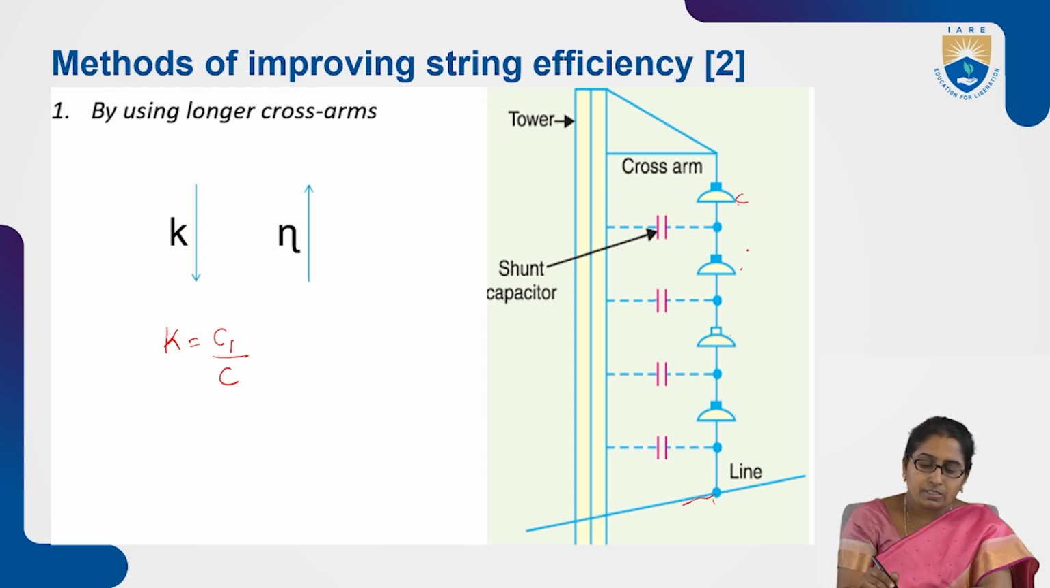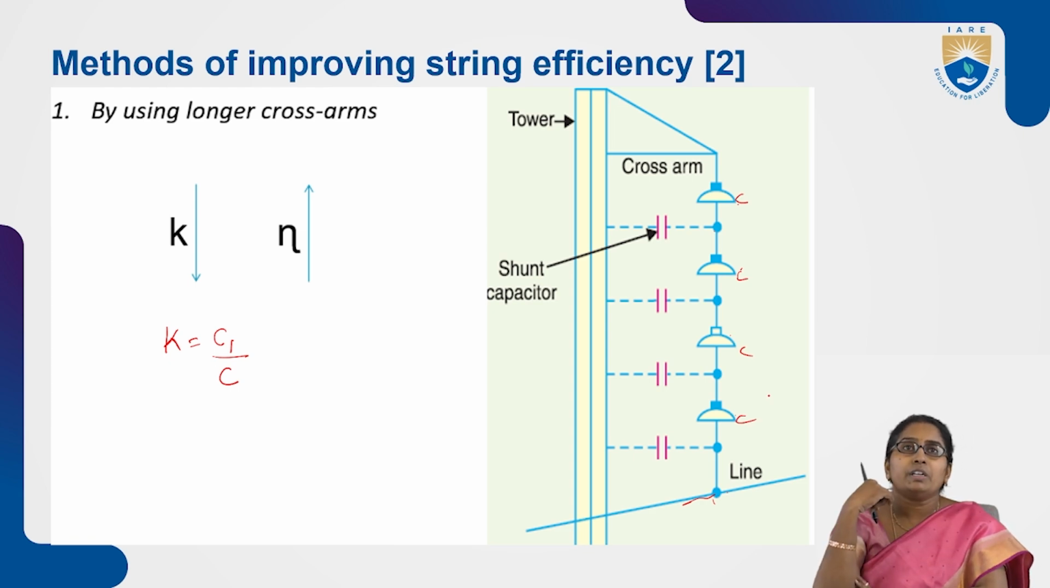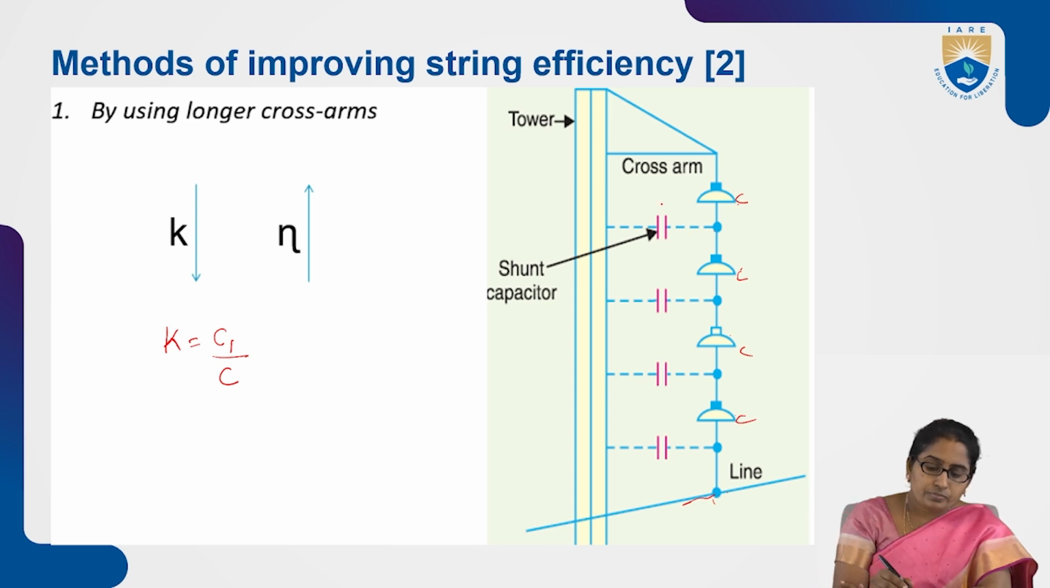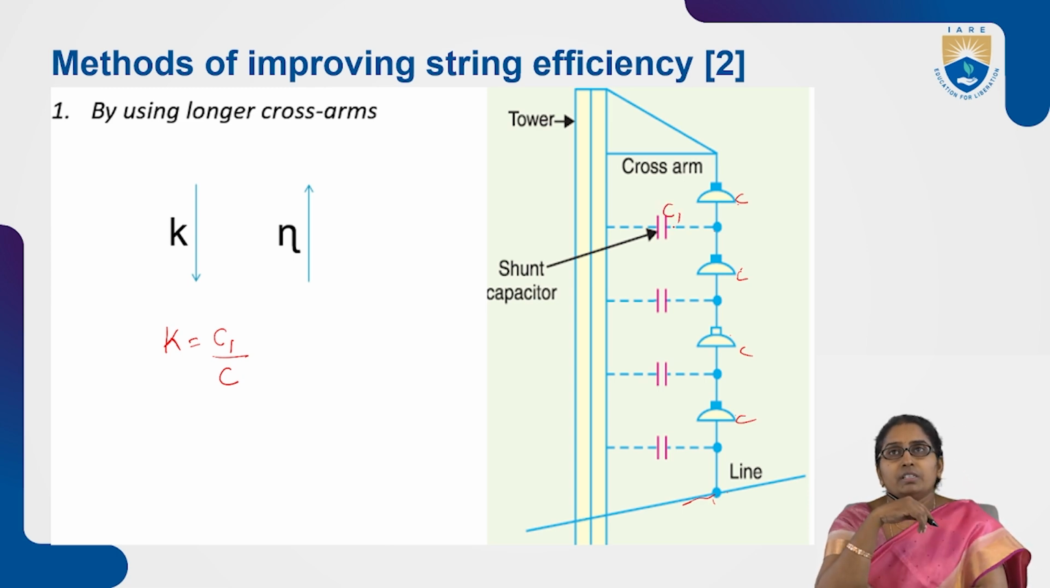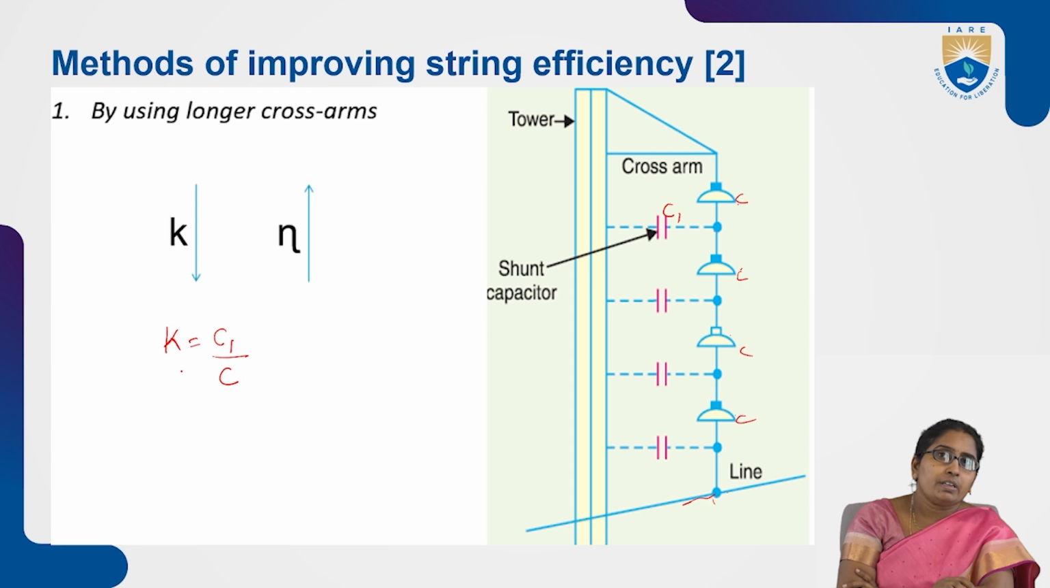What is self capacitance? Each porcelain disc unit can be considered as a capacitance, which is called self capacitance. We know that this C1 shunt capacitance is a fraction of the self capacitance. So based on that, we have a ratio between C1 and C like this. C1 is a fraction of C.